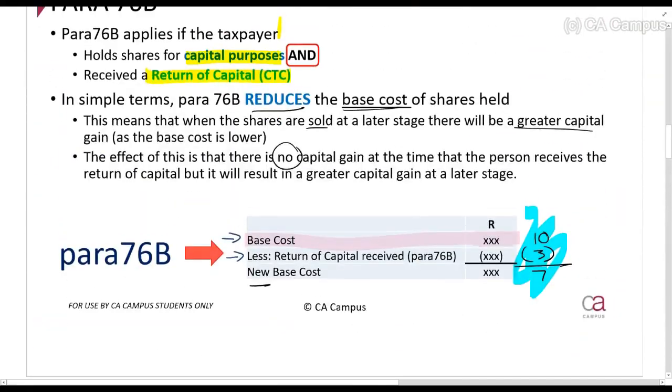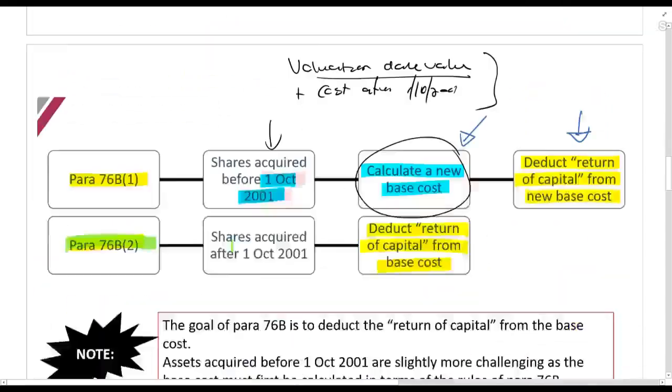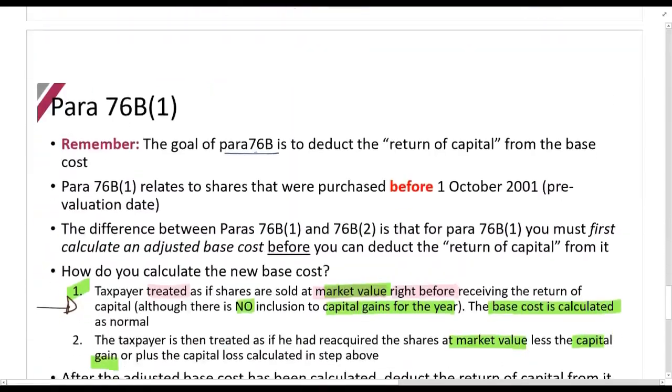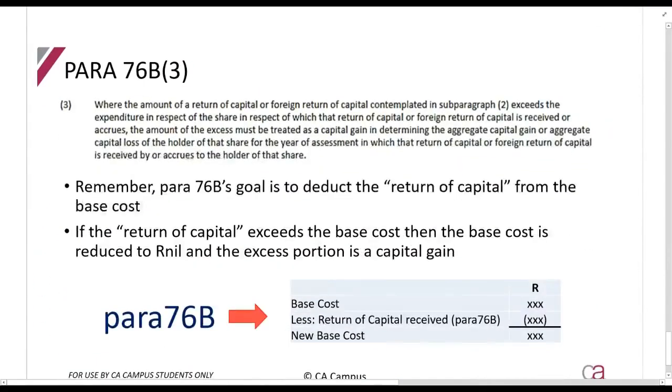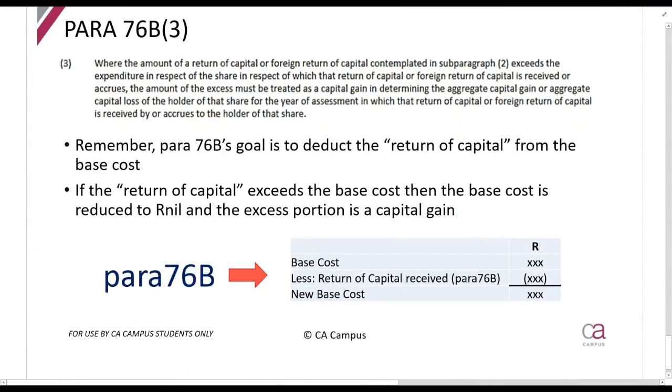It gives you this figure. And then only can you deduct the return of capital from it. Okay, it's a notional calculation, guys. Does not happen in real life. Paragraph 76b(3) then says, where the amount of the return of capital exceeds the expenditure, the base cost, it must be treated as a capital gain that you received.